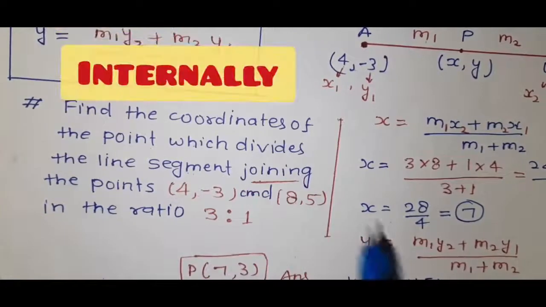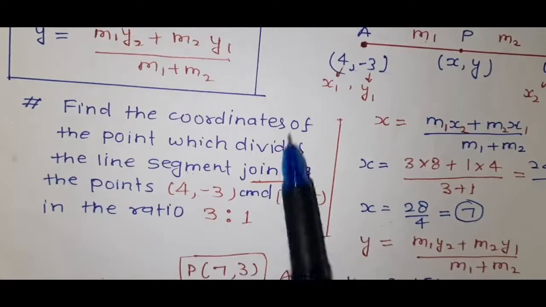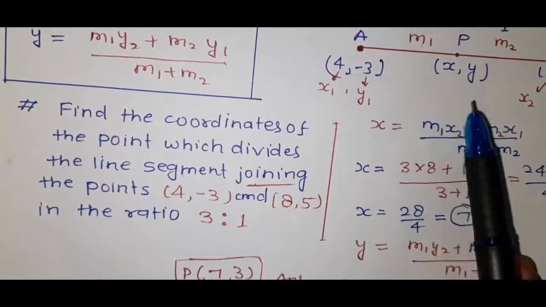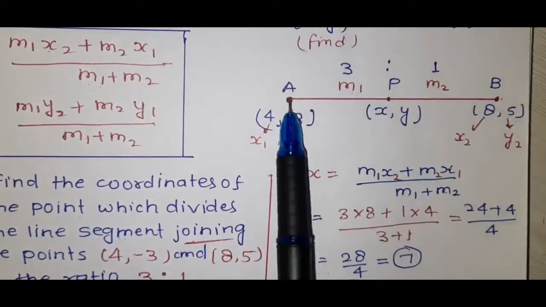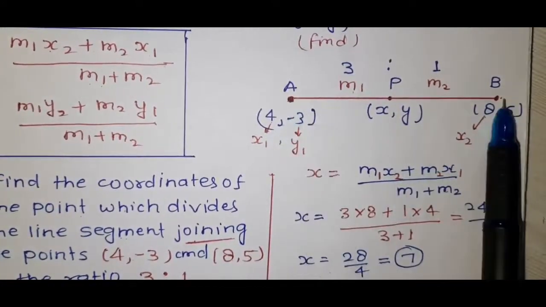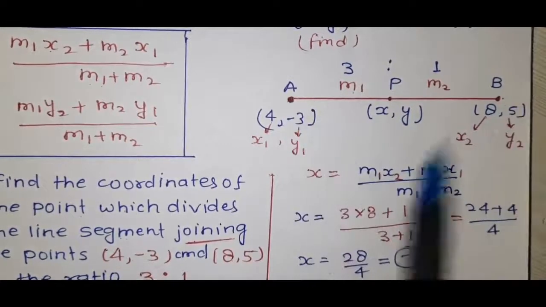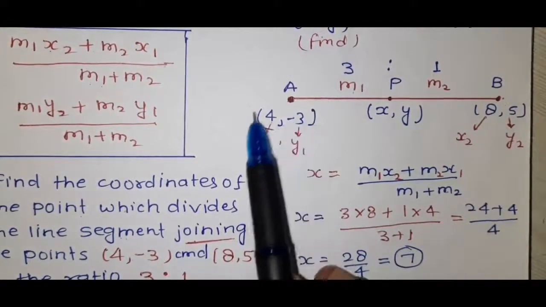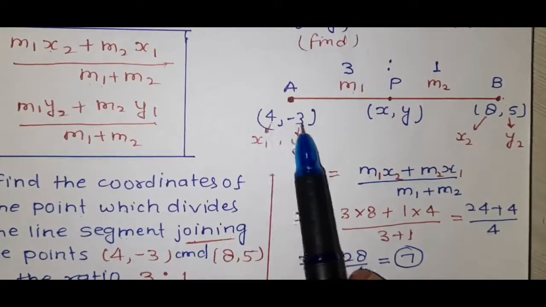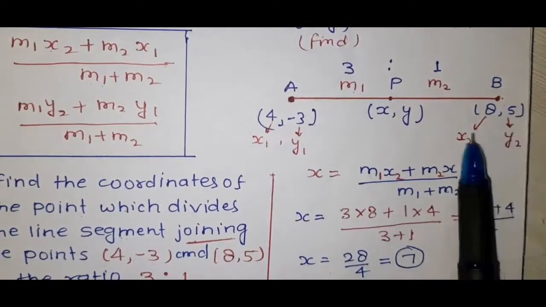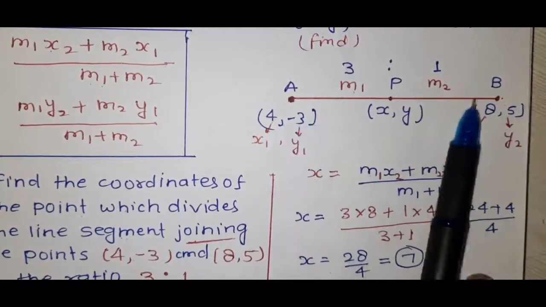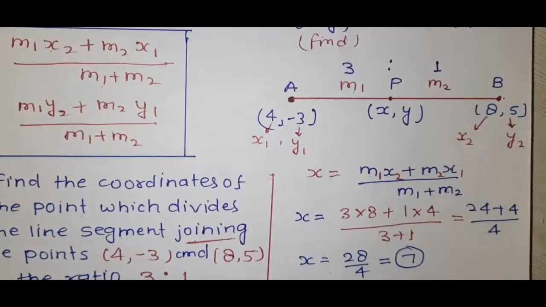So all the points should be clear from reading this statement. Let us convert this situation into graphical form. It is a line segment joining, so we can assume the names of the points as A and B. The first point is 4, -3, as given in our question, and the second is 8, 5. We have to situate the point, and because it is given internally, we definitely have to use the internal condition.